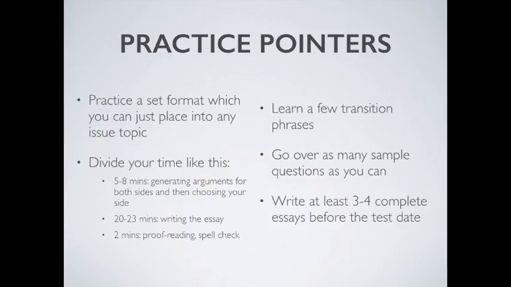Okay. Secondly, time division, like I said, is very, very important. So you should divide your time in a way that allows you a few minutes to jot down the examples for both sides of the argument. Then you should have time to choose which stand you want to take, whether you're for the argument, whether that's easier to write, or against. And then take around 20 minutes to actually type out the essay and take about 2 to 3 minutes to do your spell check and make sure that your grammar and punctuation are in order.